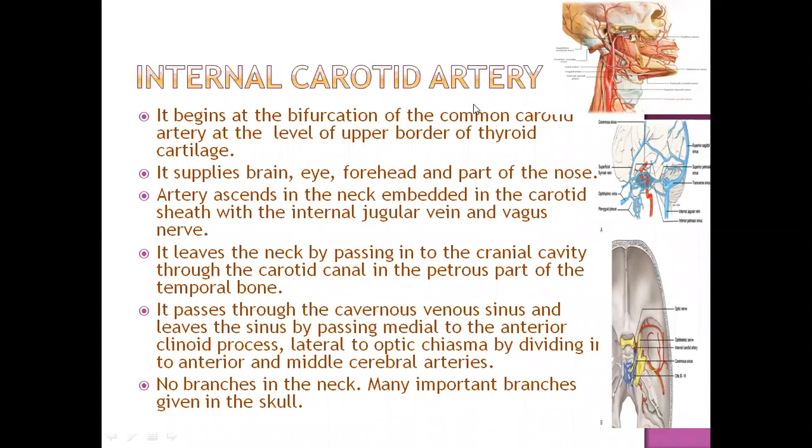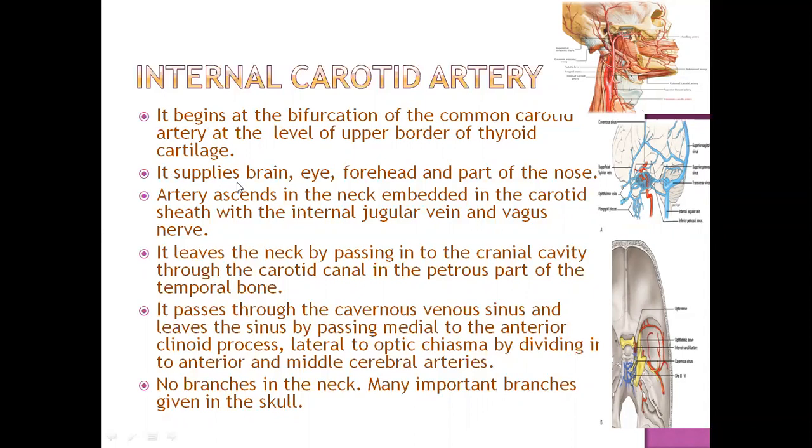The internal carotid artery begins at the bifurcation of the common carotid artery. As we know, this is the common carotid artery, this is an external carotid artery, and this is an internal carotid artery. The external and internal carotid arteries are the terminal branches of the common carotid artery. The common carotid artery on the right side is a branch of the brachiocephalic trunk. On the left side, it is a direct branch of the arch of the aorta. At the level of the upper border of the thyroid cartilage, the common carotid artery bifurcates into an external carotid artery and an internal carotid artery.